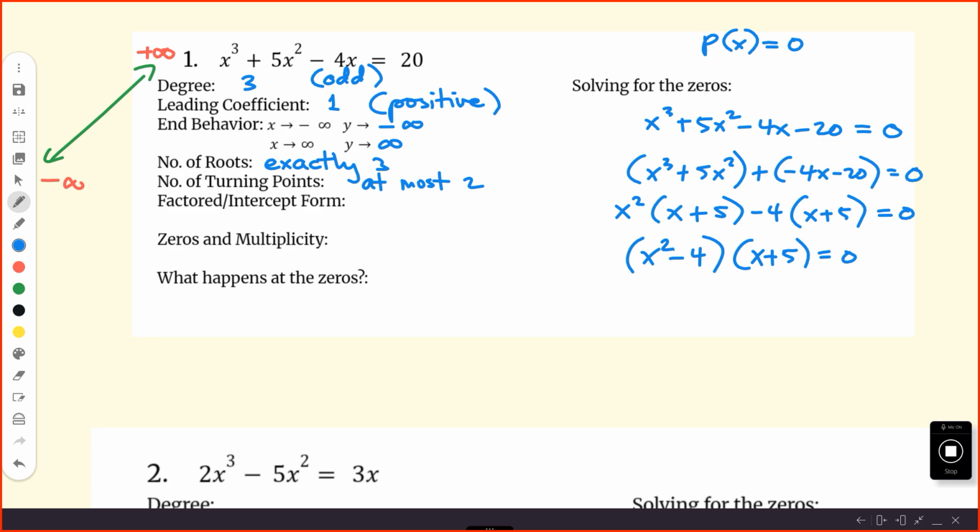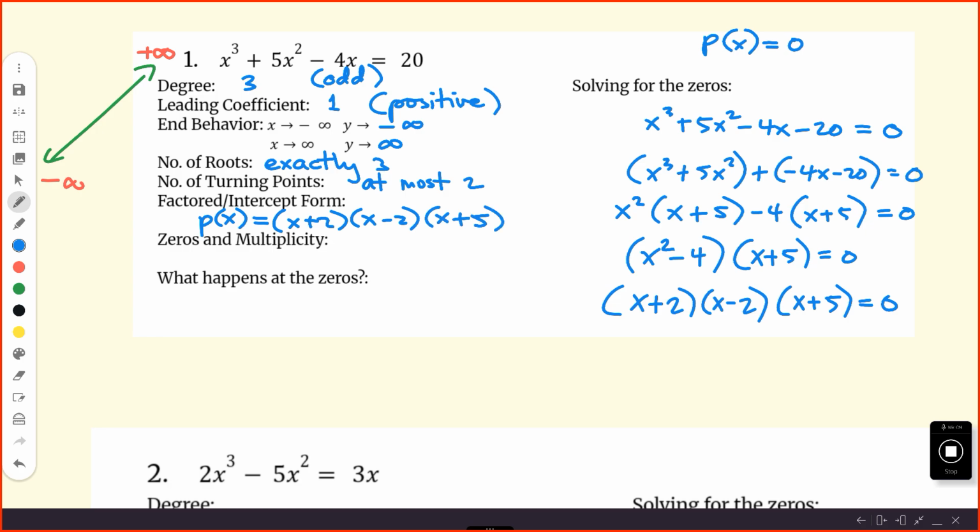But we can still factor x squared minus 4, right? That's a difference of 2 perfect squares. What's the factor of x squared minus 4? x plus 2, x minus 2. Then we're going to set each of the factors to 0. But since we're asked to write the factor intercept form on this part, I'm just going to write p of x, our polynomial function, and copy all the factors. So you get x plus 2, x minus 2, x plus 5. This is the factor form.